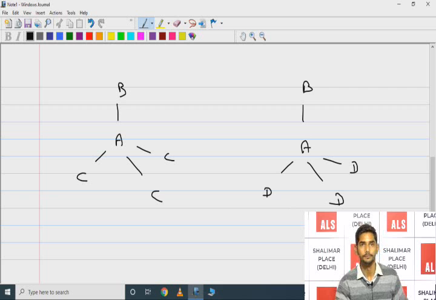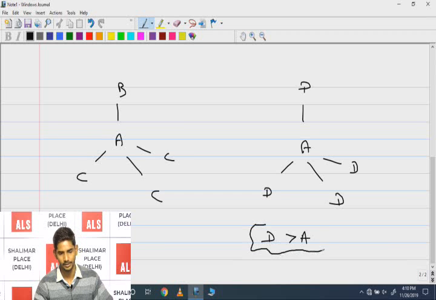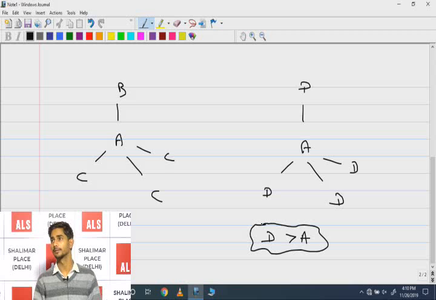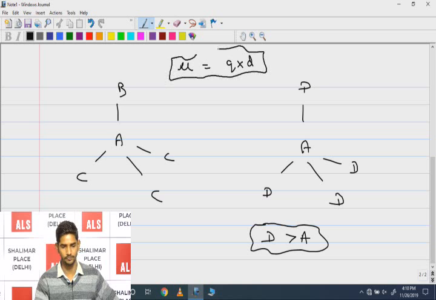Now, let's make it D. I'm saying that D is more electronegative than A. Do not copy this, guys. Just look at the screen. And first of all, guys, remember this formula: dipole moment is equal to what? Charge into distance. I hope everybody knows this formula.